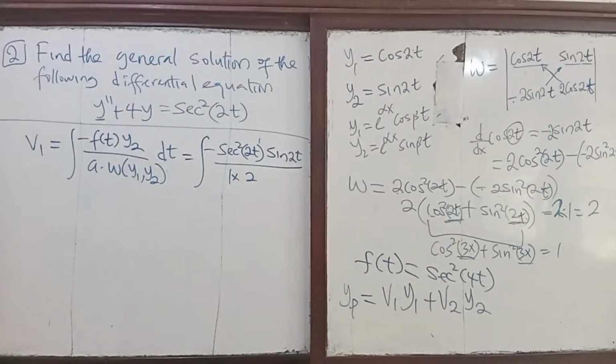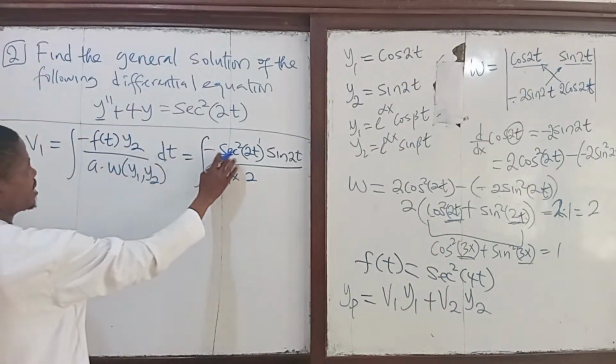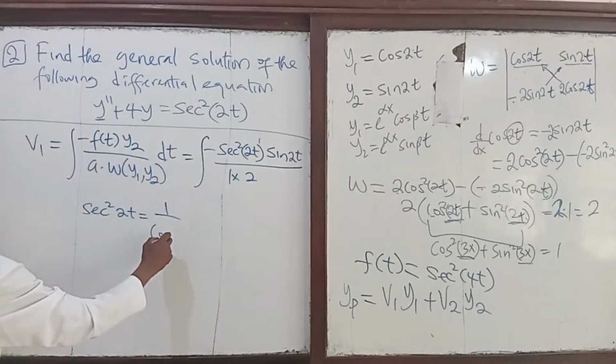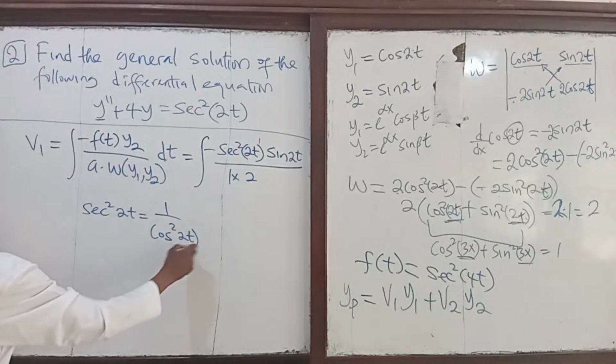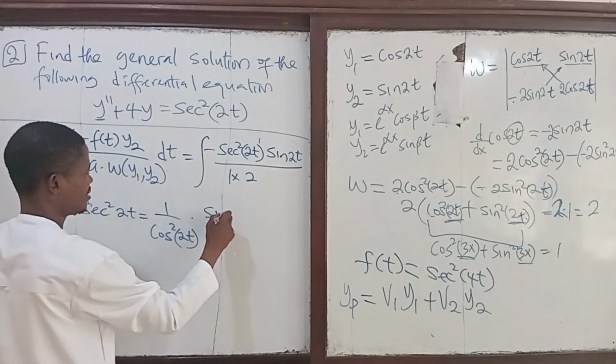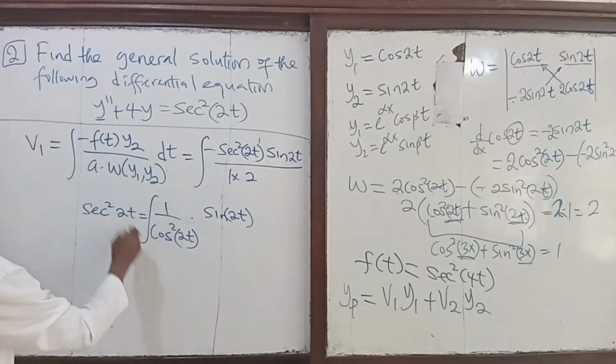So what we need to do now is just work with this one. What is the meaning of sec? Sec is 1 over cos square 2t, and then times sine. That's what we have.